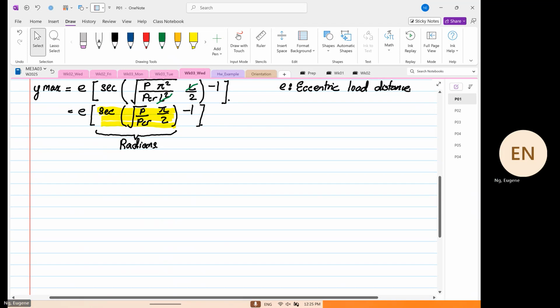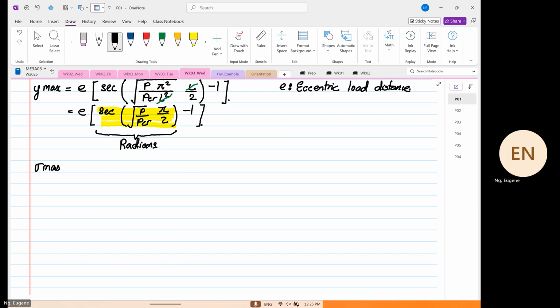So now, if we were going to calculate the maximum stress that the structure is taking on due to eccentric loading, this will be equal to P over A, plus M maximum divided by I, multiplied by C. I believe you have seen this formula before.